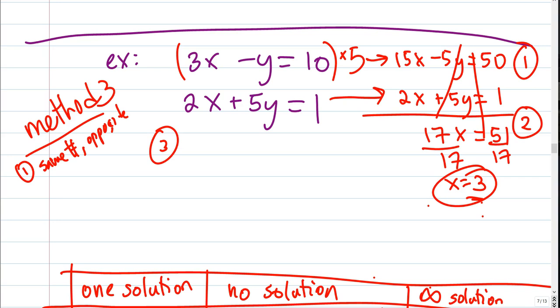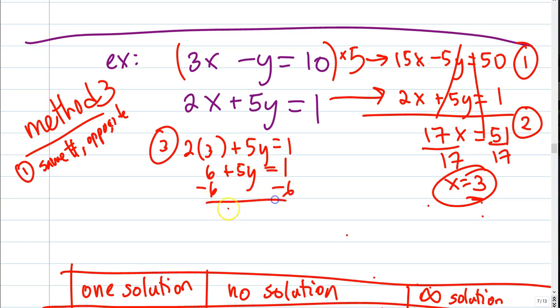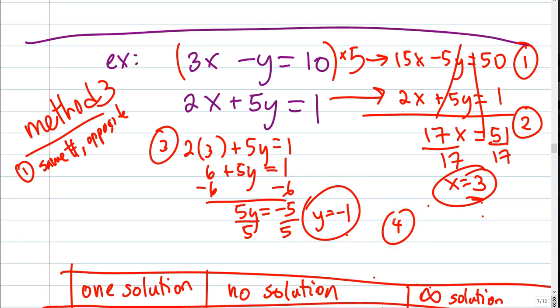Which y do I want to solve for? I understand that that's a 1 and this is a 5, but I prefer the positive, so I will do the bottom one. 2 times x plus 5y equals 1. 6 plus 5y equals 1. Subtracting the 6, 5y is equal to negative 5, and dividing, y is equal to negative 1. For full credit, what is our answer? The point 3, negative 1.